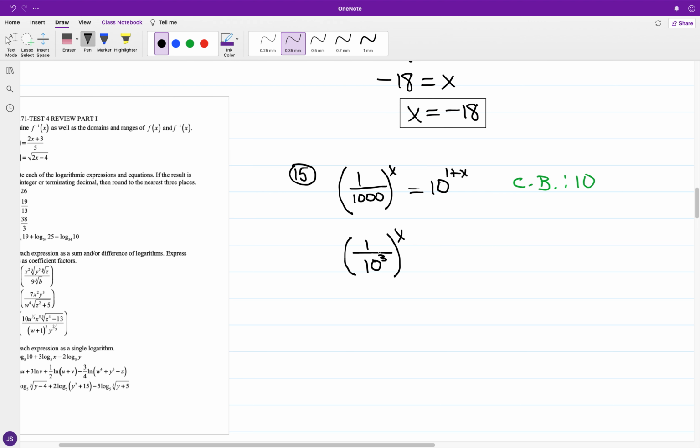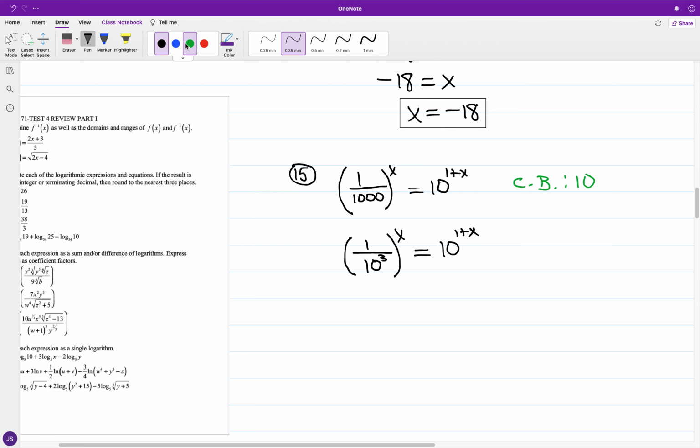So (1/1000)^x is going to be (1/10^3)^x, and we have that equal to 10^(1+x). Now the right hand side is in base 10 in direct fashion. For the left hand side, I do have the base 10 present, but this is in reciprocal form.